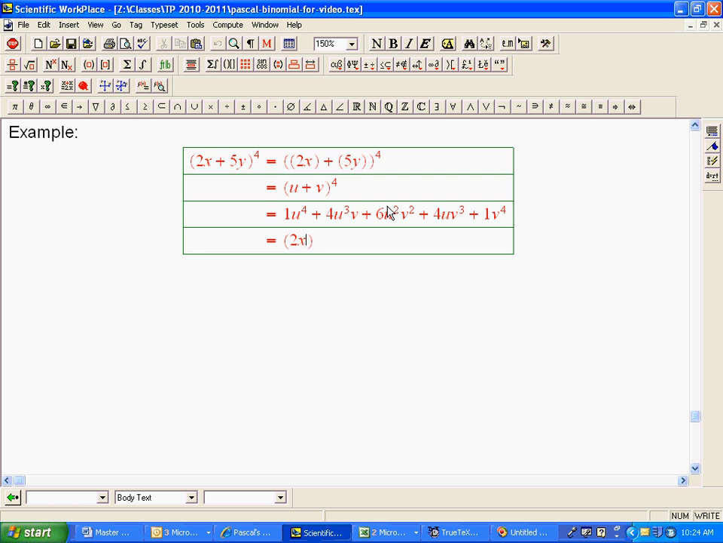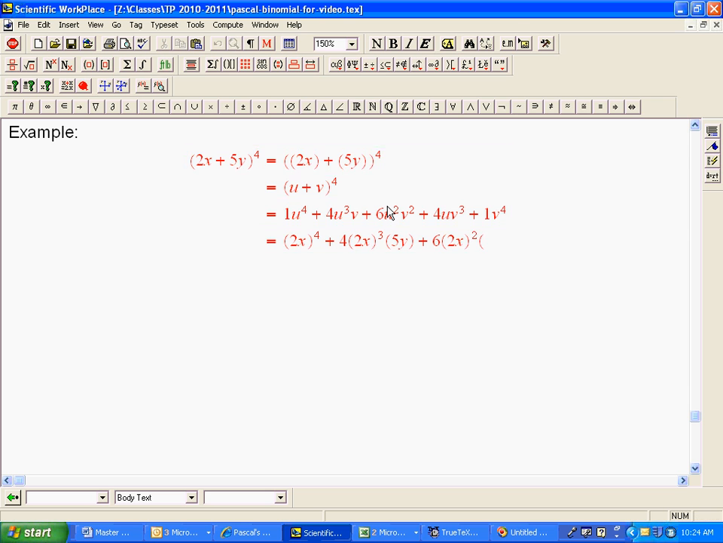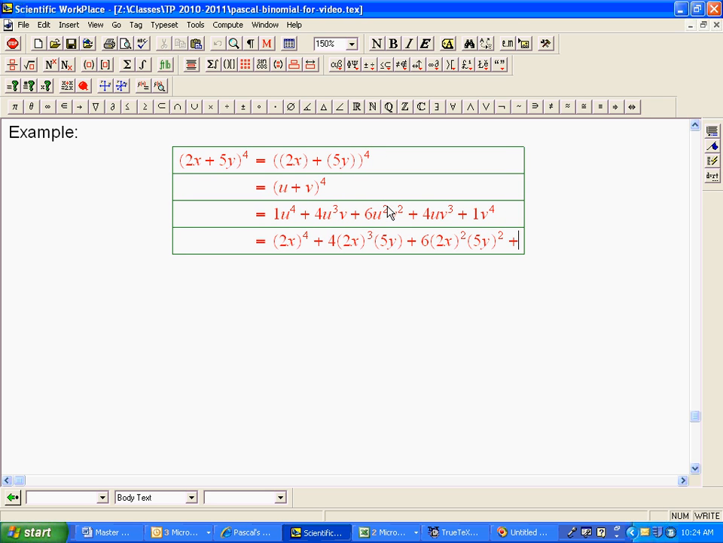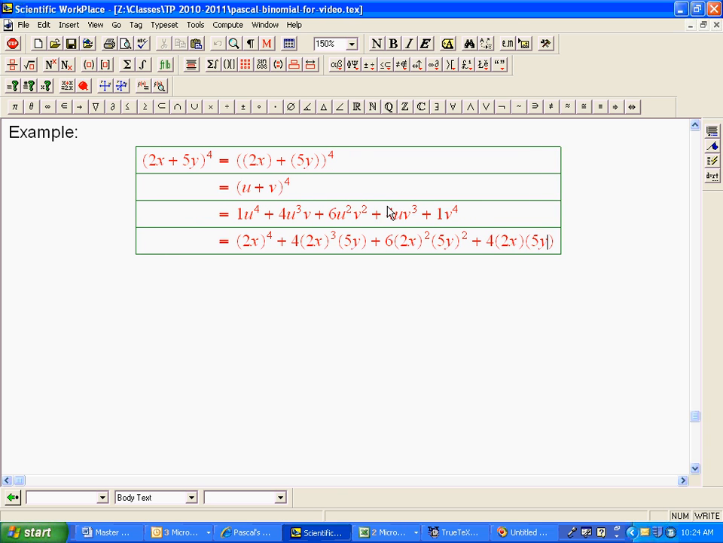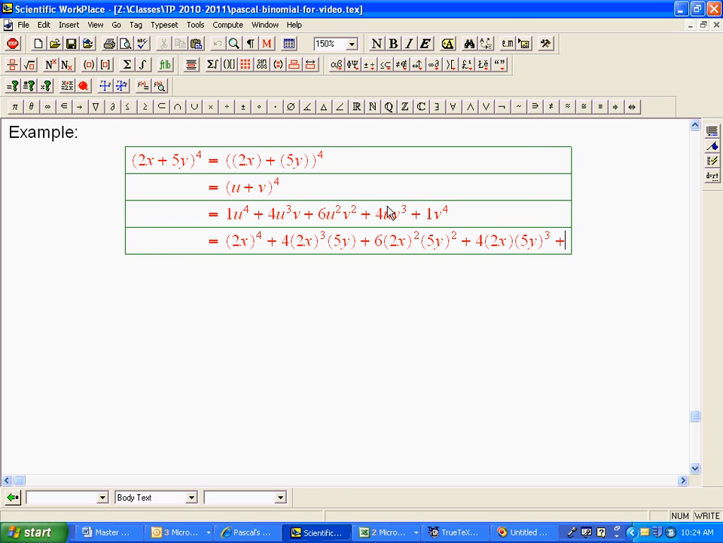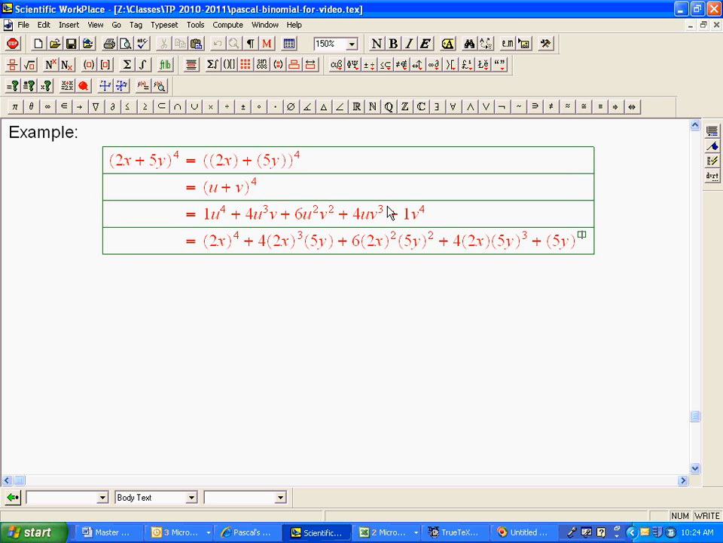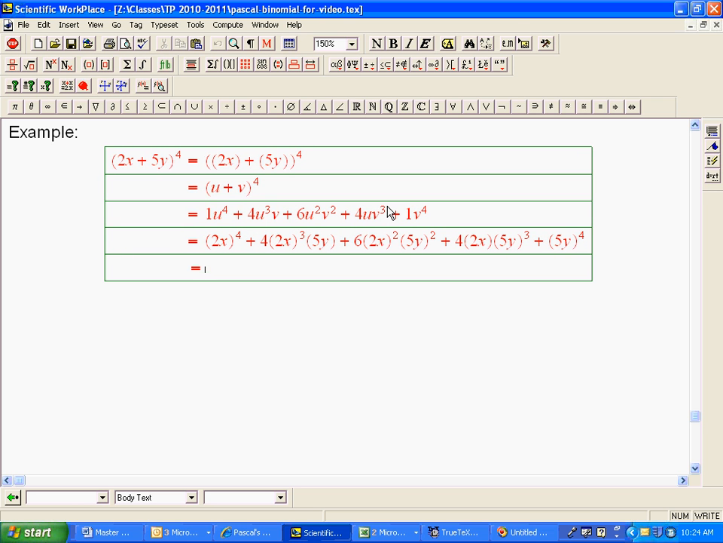That's 2x. So that's (2x) to the 4th, plus 4 times the quantity (2x) cubed times the quantity 5y, plus 6 times the quantity (2x) squared times the quantity (5y) squared, plus 4 times the quantity 2x times the quantity (5y) cubed, plus the quantity (5y) to the 4th. And then when we expand that out, it's going to look totally different. It's going to be 16x to the fourth. Those coefficients, that beautiful 1, 4, 6, 4, 1 pattern, is going to go away.